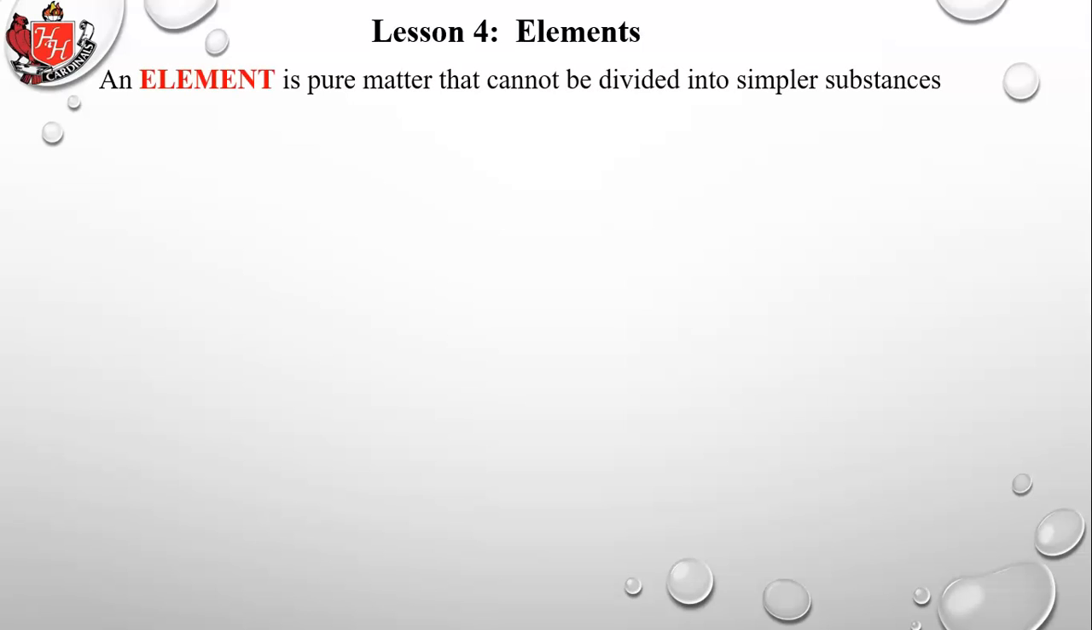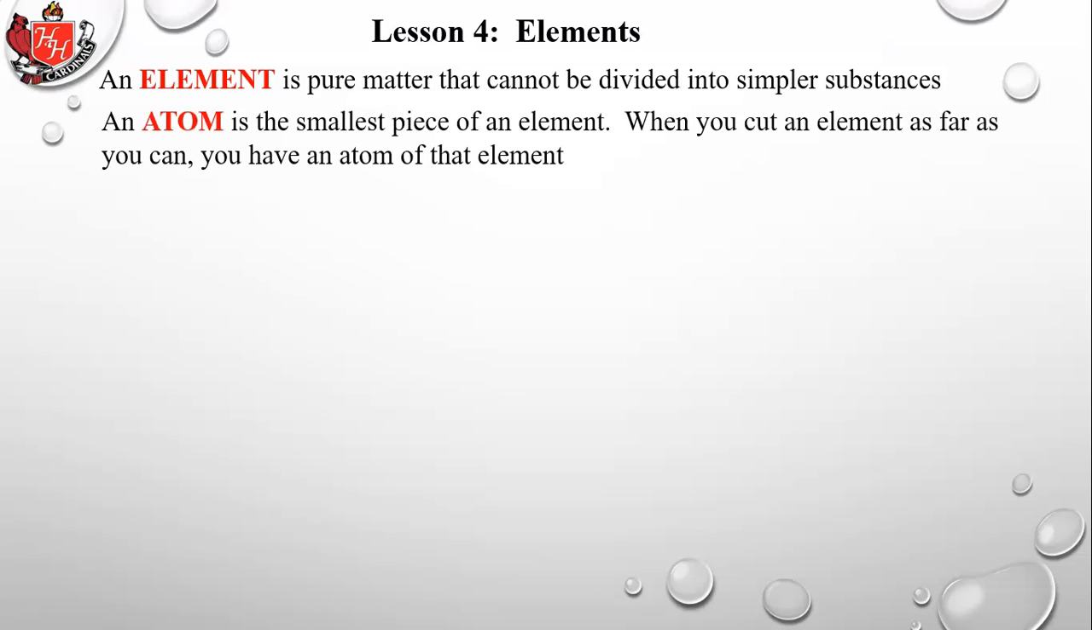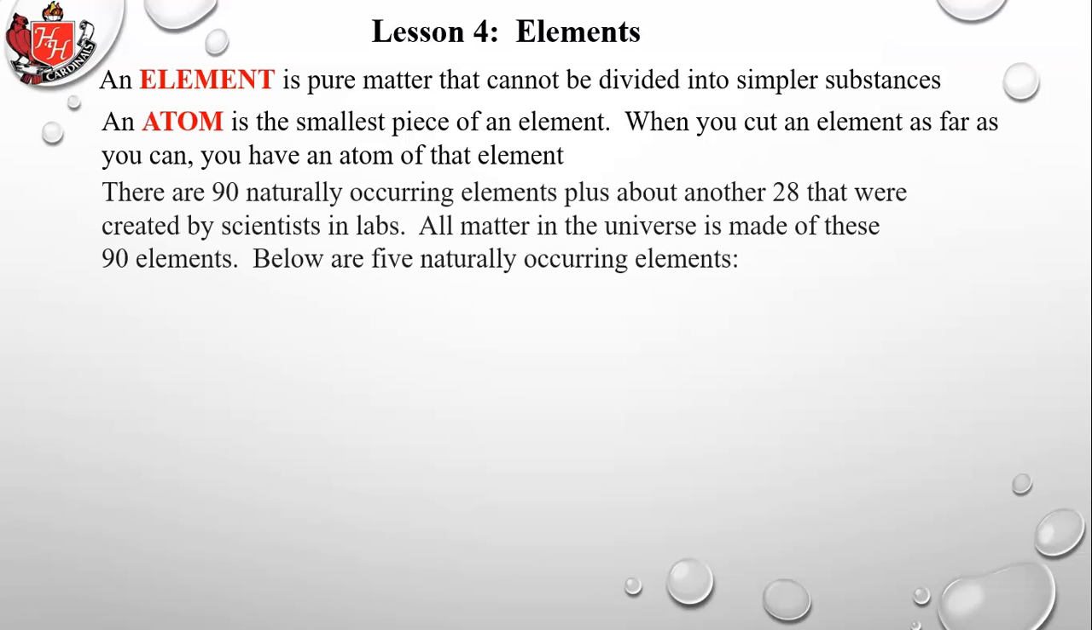An element is pure matter that cannot be divided into simpler substances. An atom is the smallest piece of an element. When you cut an element as far as you can, you have an atom of that element. There are 90 naturally occurring elements plus about another 28 that were created by scientists in laboratories. All matter in the universe is made of these 90 elements.